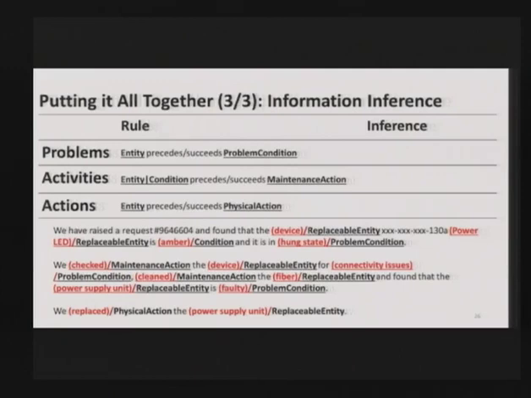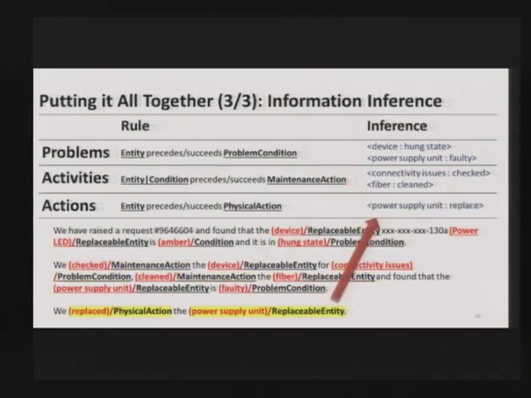Now, using the first rule for finding problems, NetSieve extracts device is in a hung state, and then power supply unit is faulty as a list of problems observed in the given ticket. Similarly, using the rule for activities, it extracts that the connectivity issues have been checked and the fiber has been cleaned. And finally, using the rule for actions, it extracts that the power supply unit is replaced. The intuition is this, like entity precedes or succeeds physical action. So the entity is succeeding the physical action in this case. That is what NetSieve is actually looking for in order to extract these problems.